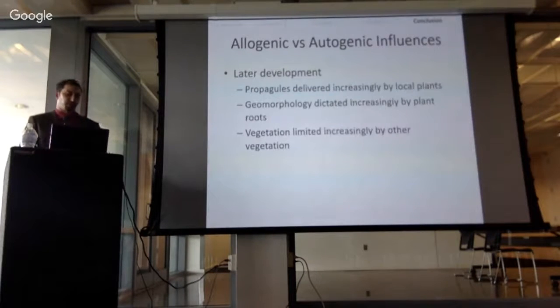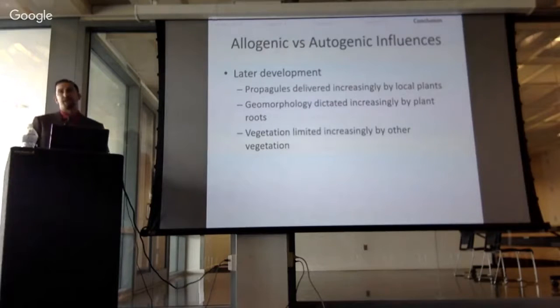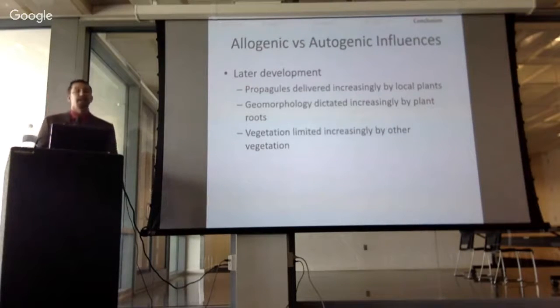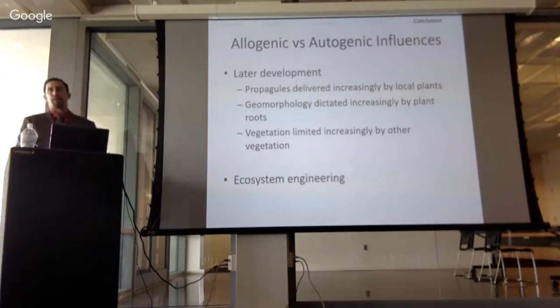As the marsh gets older, the propagules are increasingly going to be delivered from within the system. The geomorphology is now going to be modulated by the effect of vegetation, strengthening the soil, preventing erosion where it would otherwise take place. And finally, as that vegetation gets more dense and begins to grow together, at least in some cases, it could be more limited by other vegetation rather than those abiotic factors. These all point to the role of vegetation as an important engineer of these wetland ecosystems.